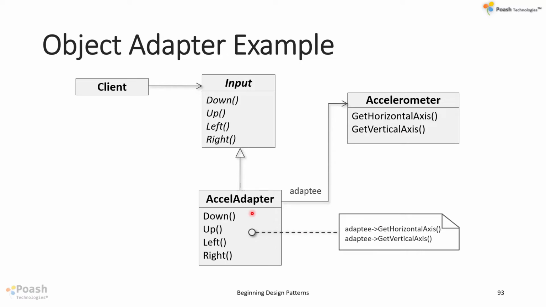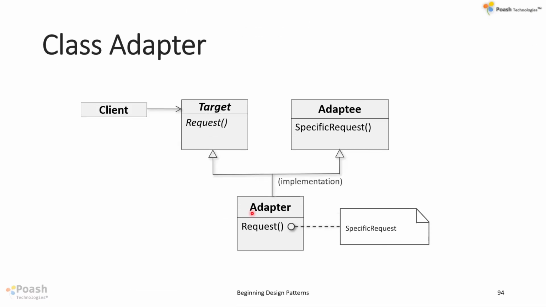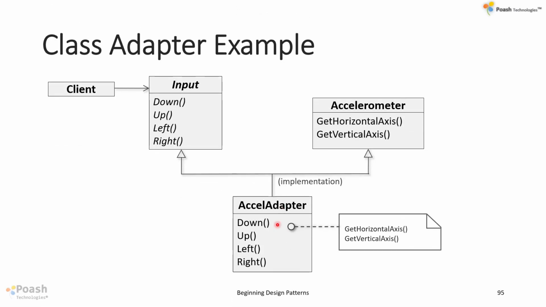This is not the only way through which an adapter can be implemented. The other way we can implement an adapter is using the class adapter. In class adapter, the adapter will inherit from both the target and the adaptee. In our example, we inherited accel_adapter from input and accelerometer class. Now, accel_adapter uses the features of the accelerometer directly because the methods of accelerometer are inherited in accel_adapter. One thing to note here is accel_adapter inherits the interface from input, but it inherits the implementation from accelerometer.